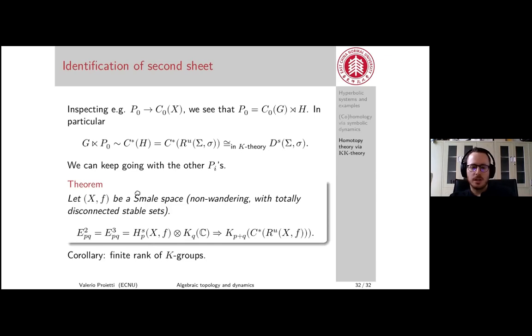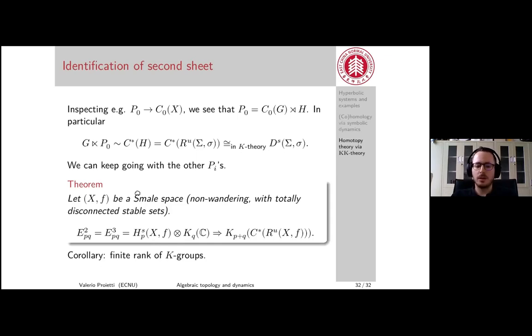So the conclusion is this. Now I rewrite the spectral sequence I had before. And now on the second sheet, I see the homology of Smale spaces. And it's converging to the K theory of the sister algebra I want. Now, because the homology is defined through dimension groups, which are finitely generated, as a corollary, for example, I get the finiteness of the rank of the K groups. This is because I have this comparison to the homology groups, where I already have this finite rank.